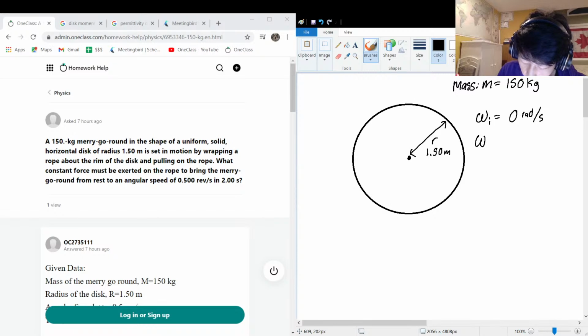And our final angular velocity, they said it's 0.5 revolutions per second. Now we want to have that in radians per second, and we know that 1 revolution is 2 pi radians, so it's going to be 2 pi times 0.5 radians per second. And if you look closely, the 0.5 and the 2 neutralize each other to just be 1, so we just have pi radians per second.